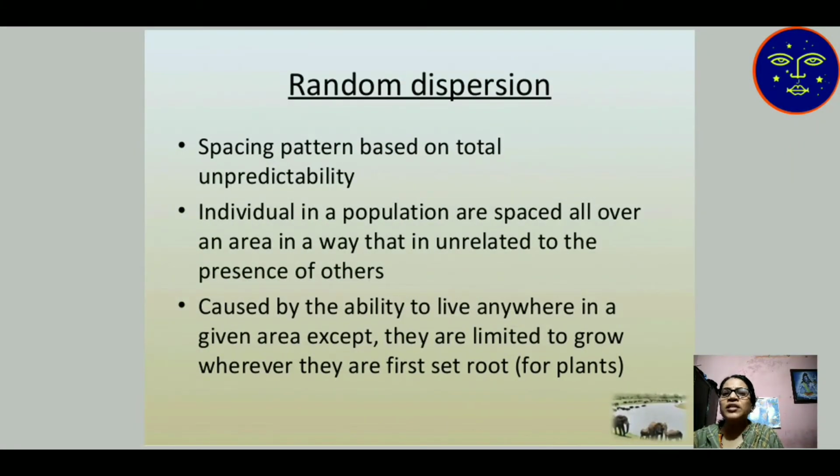Then random dispersion method. In the random dispersion method, spacing patterns are based on total unpredictability. Individuals in a population are spaced all over an area in a way that is unrelated to the presence of others, caused by the ability to live anywhere in a given area, except they are limited to growing wherever they first set roots. So in the random dispersion method, the plants are randomly distributed in a particular habitat.